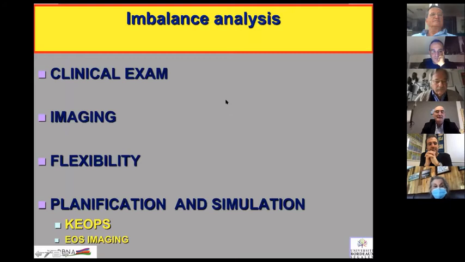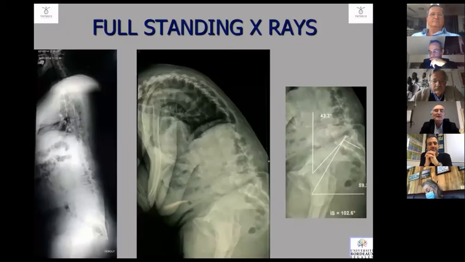Okay. So how do I perform my osteotomies? I heard a little bit of Pedro's presentation, and of course some details were already covered. So I will present what we do for a regular osteotomy. First of all, the clinical exam is very important, to be sure that the patient we operate on really needs an osteotomy.